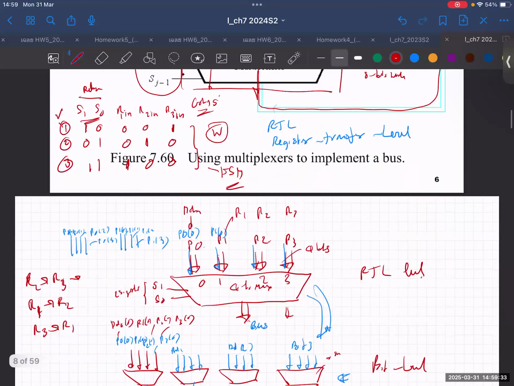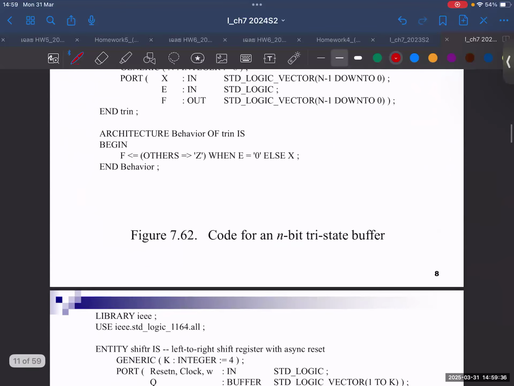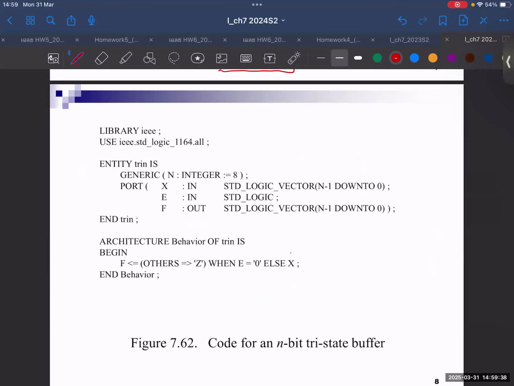It's here. This is how you write the tri-state buffers. They use tri-n, and N is generic. Why is that generic? If you don't need generic, for a single tri-state buffer, this is just STD_LOGIC and STD_LOGIC, and this is just F equals Z when else X. That's 1 bit. If you do this, you just get 1 bit.